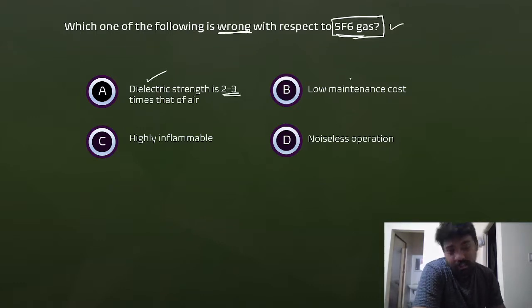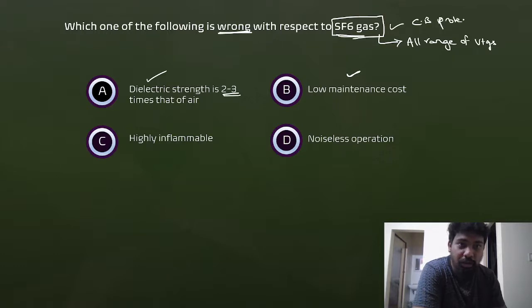Low maintenance cost. This is right. That is why we use SF6 gas actually. It is used for all ranges of voltages. It is used for circuit breaker protection. This generally comes under circuit breaker protection, and the SF6 circuit breaker is one of the circuit breakers, used for the protection of all ranges of voltages. One of the advantages is that its maintenance cost is also very low.